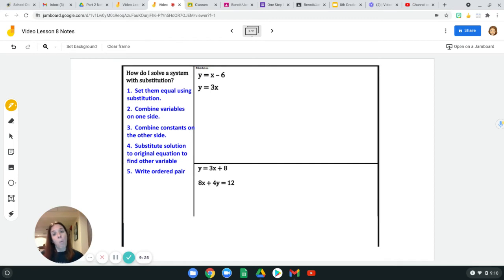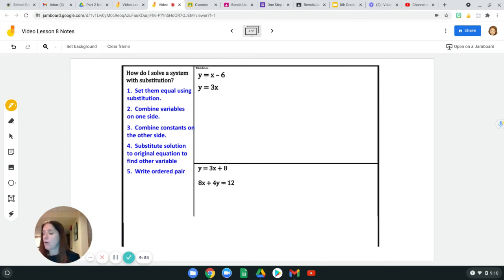So y equals x minus 6 and y equals 3x. Thankfully, they're both in slope-intercept form. We can look at it again and notice that the slopes are different. The y-intercepts are also different. You might say, well, the second equation doesn't have a y-intercept. It's not written. It's 3x plus 0, so the origin is the y-intercept. So again, different slopes, different y-intercepts, one solution, okay?